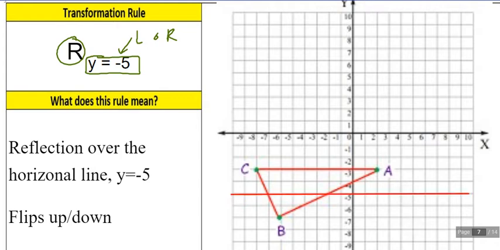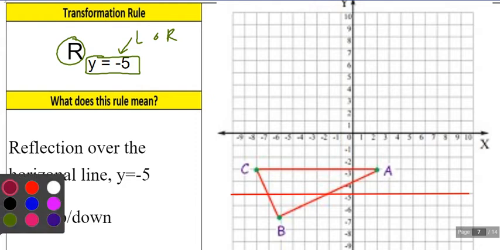So the points are going to be flipping up and down depending on where they are located relative to the line of reflection. But we still have to follow the perpendicular bisector rule. Okay, and so what I mean is this.